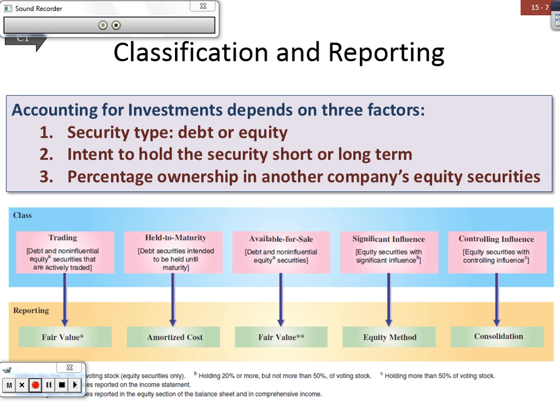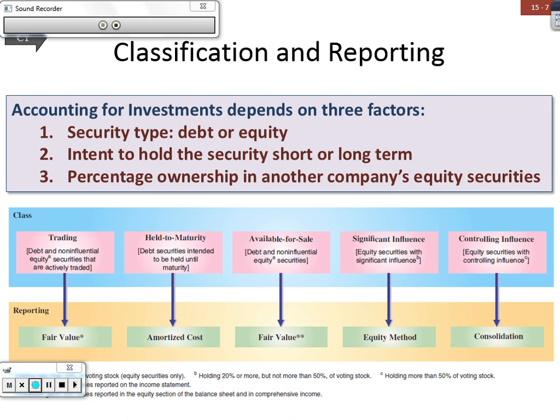So how do we report these different types of investments? The first thing you need to figure out is what type of security it is. Is it a debt security or equity security? And you need to also determine whether you're going to hold it for the short term or the long term. And if applicable, what is the percentage of ownership in another company's equity security? So they have the different classes of investment here: trading, held to maturity, available for sale, significant influence, controlling influence, which we're going to talk about differently.